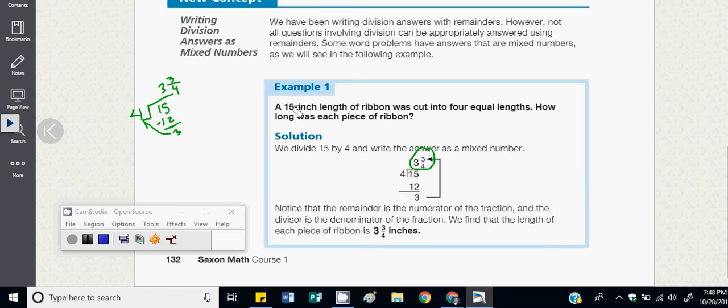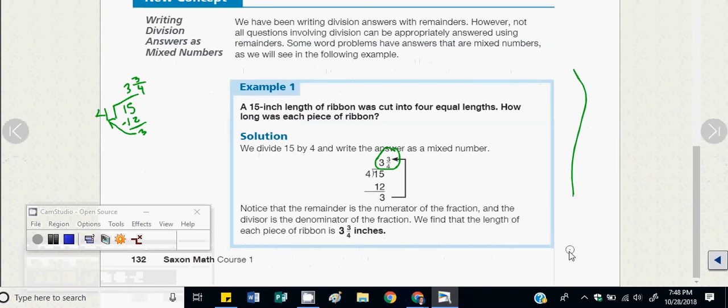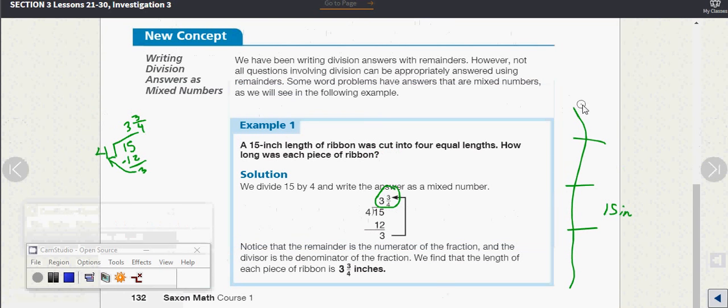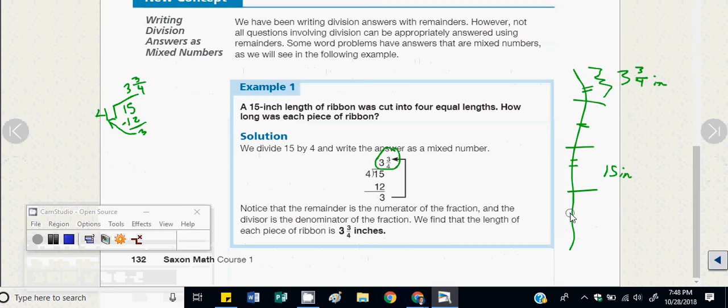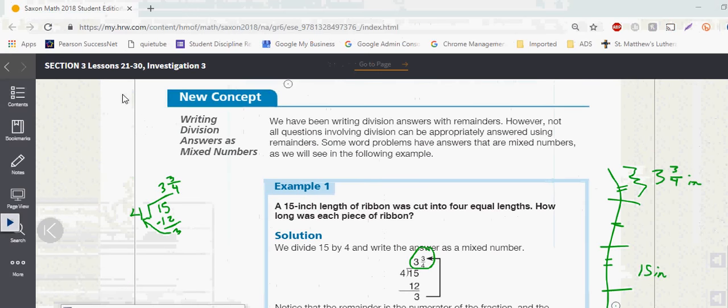In this case, we answered a 15-inch length of ribbon was cut into 4 equal lengths. So this is 15 inches, and I cut it into 4 equal lengths. How long is each length? Well, 15 divided by 4 said 3 3/4 inches is the length. Because they're all equal, I know that that's going to be the case. For all these measures, I'll use tick marks to show they're all the same.